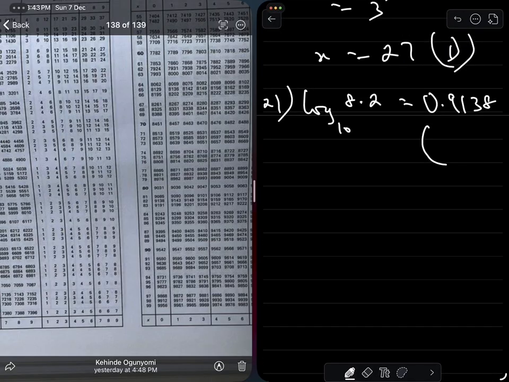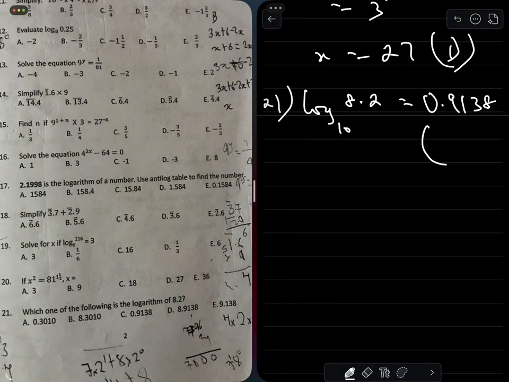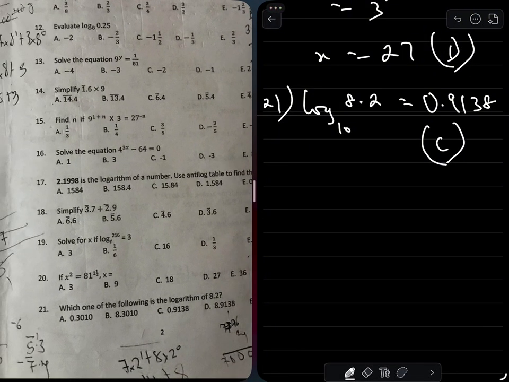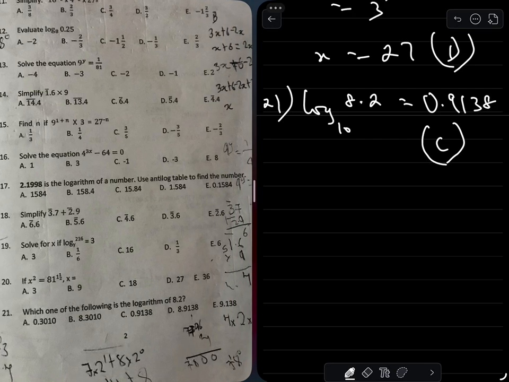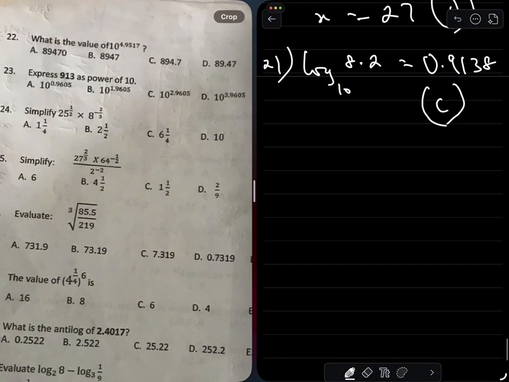Okay, let's go to the options. 21. C. 21. 0.9138. Beautiful. Option C. Now to the next one, 22. Let's go. What does that say?